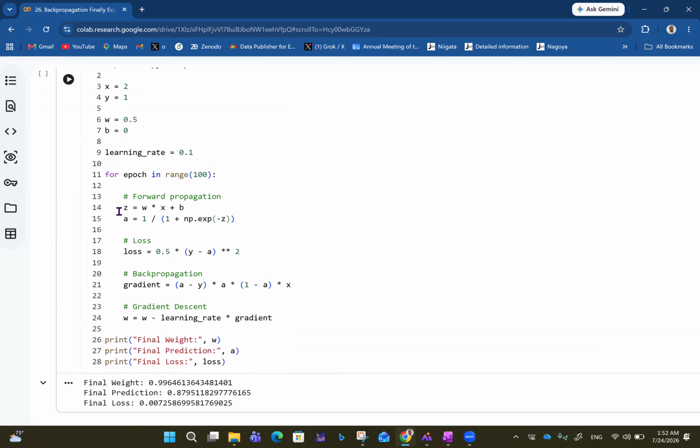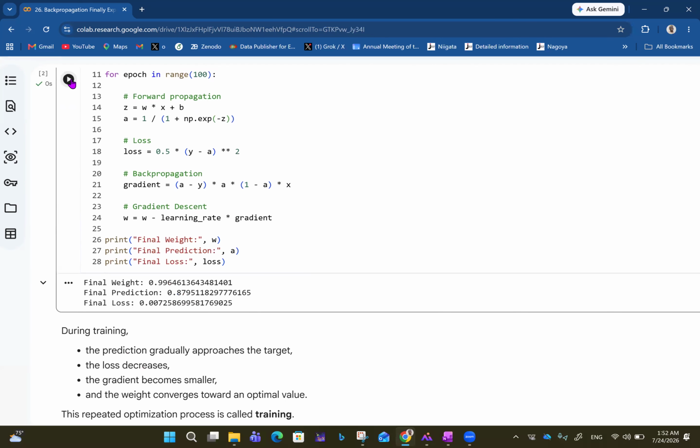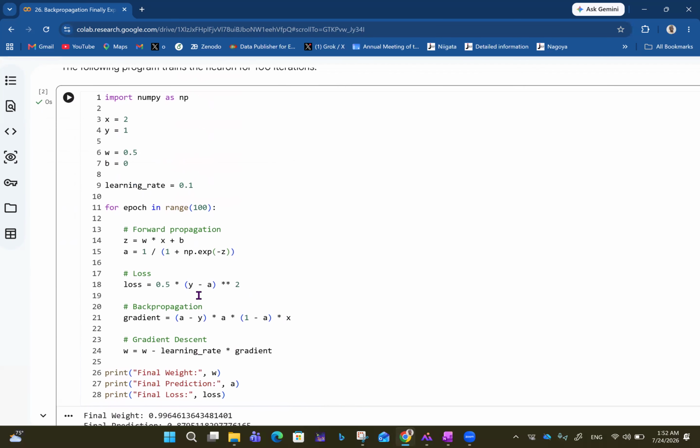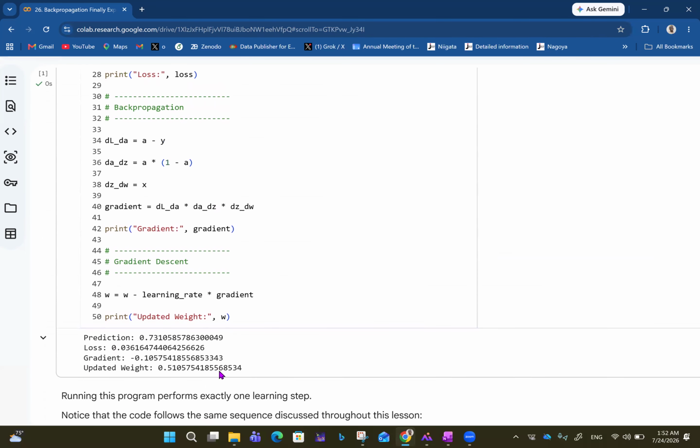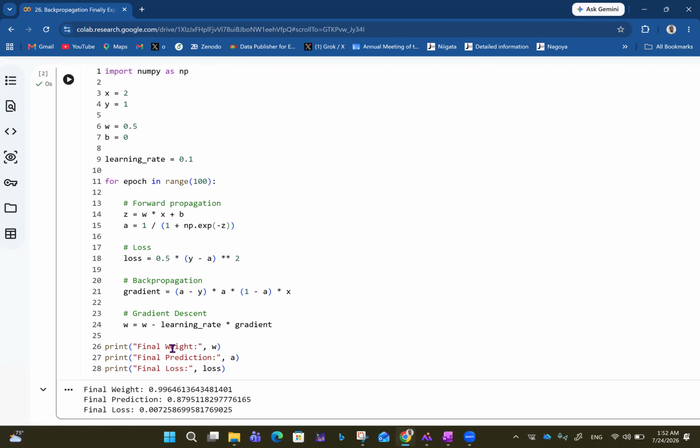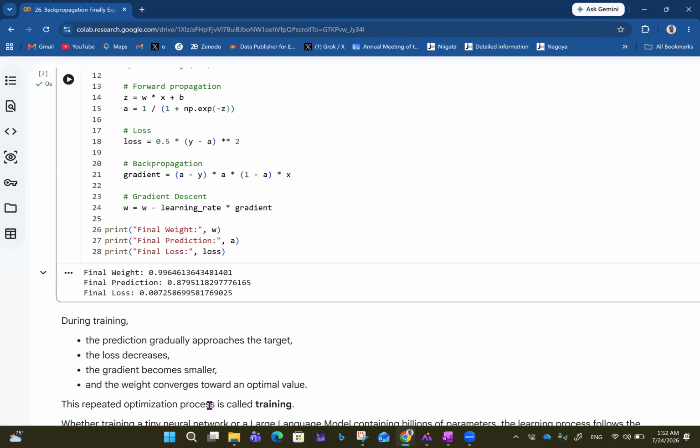Forward propagation, you have that, the activation. You also have the loss, and you keep doing that until you do it 100 times. So finally, after everything is done, we print the final weight. We started with a weight of 0.5 for W, so the final weight becomes 0.9964. The initial prediction was 0.7311. The final prediction is 0.879. And the final loss is now 0.0072, way smaller than the earlier loss of 0.03. So now you have two zeros before the 7, that's 0.007. So that's how that happens.